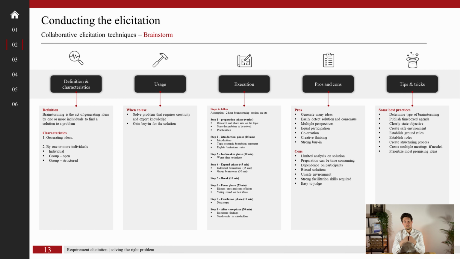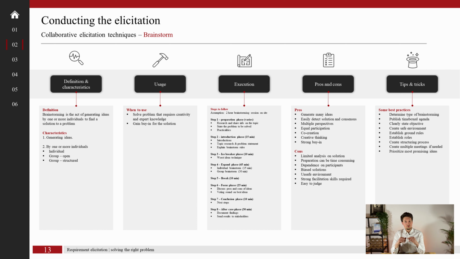Next, the facilitator will also ask so-called what-if questions to keep the session going until all ideas are depleted. In essence, the facilitator provides hypothetical scenarios to keep the session going.